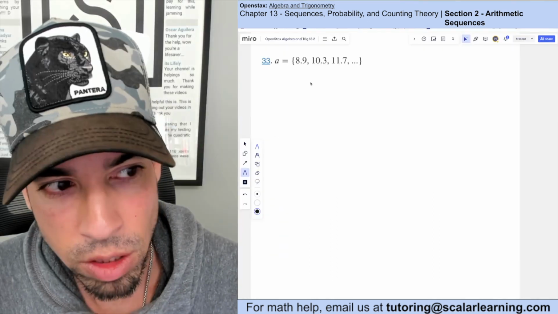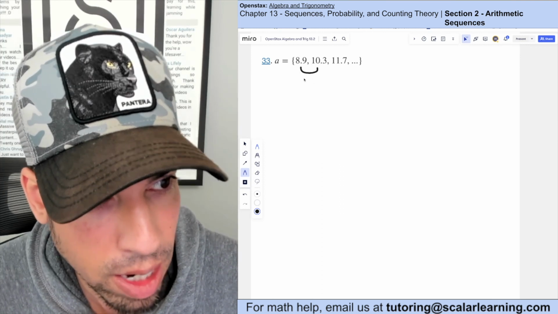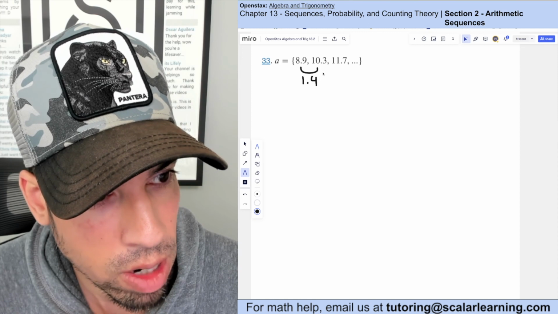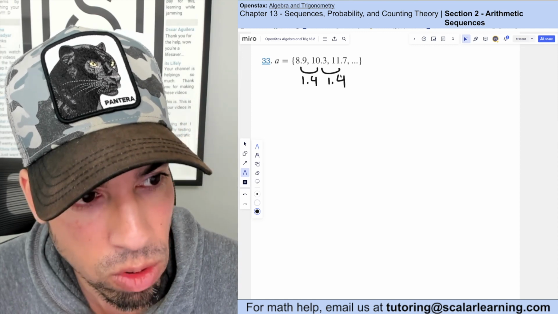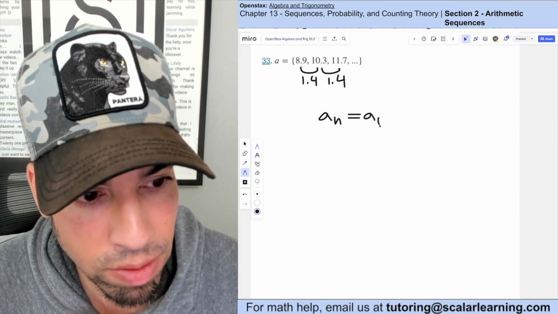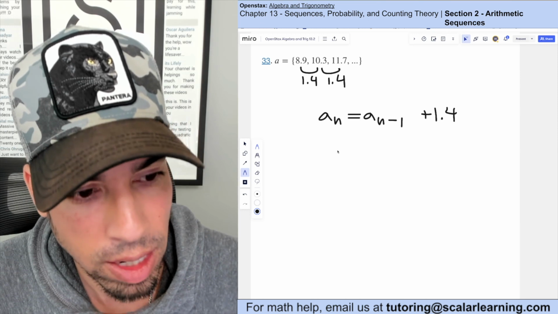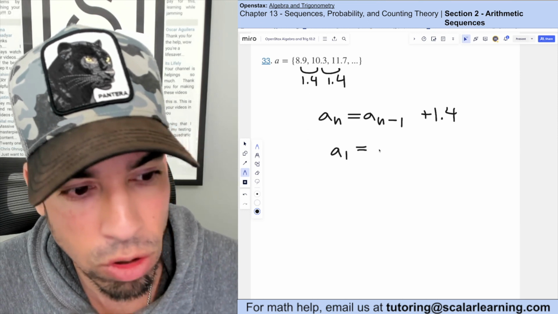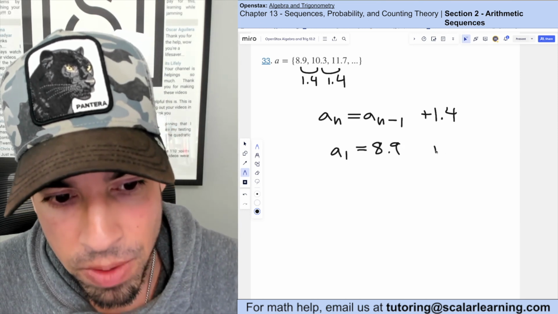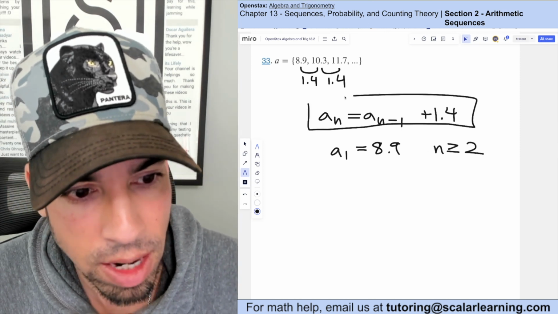Done. So for this one, we have to identify the common difference, which it looks like it's going up by 1.4 every time. So therefore, to get each subsequent term, we take our previous term, a sub n minus 1, and add 1.4. And again, this is contingent on the first term being equal to 8.9 and the n value being greater than or equal to 2. And that's how you do it.